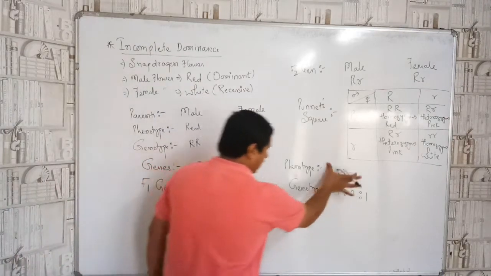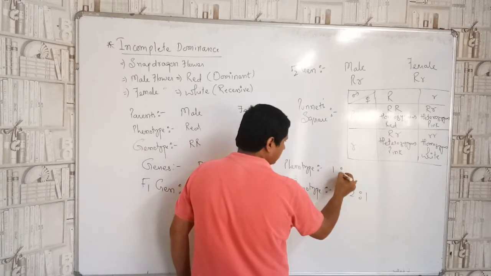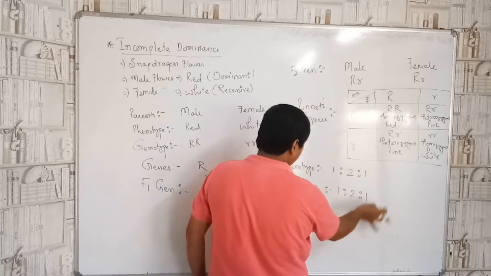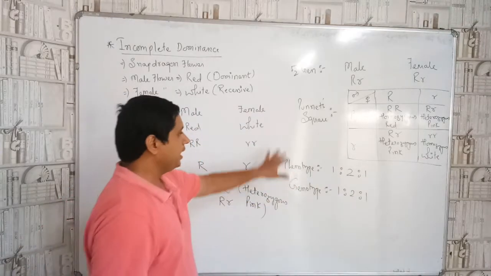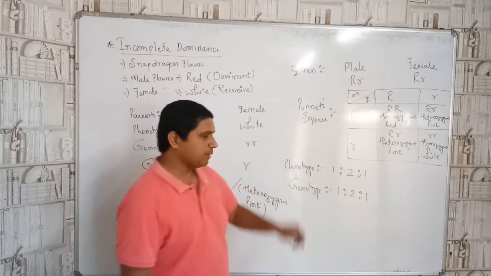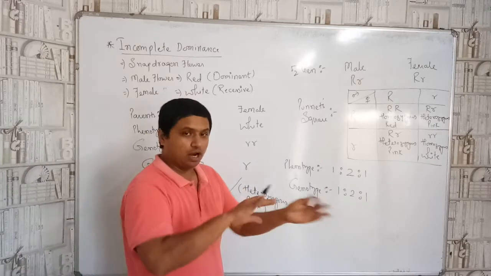Okay, now again see, let us cross check the phenotype. That is the 1:2:1. So both the phenotypic and the genotypic ratio will be the same in incomplete dominance, children. What in the complete dominance would be the phenotypic ratio? That would be 3:1, tall and short.